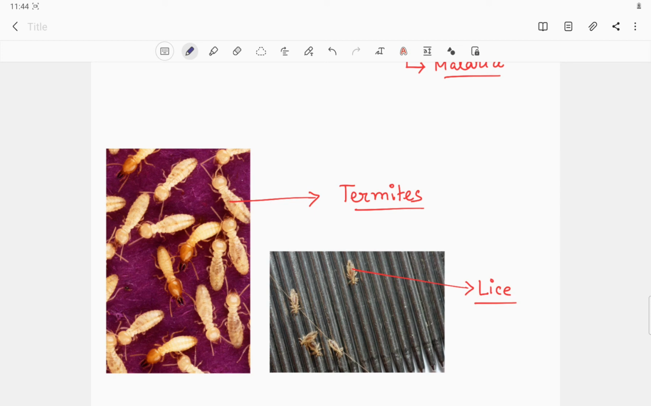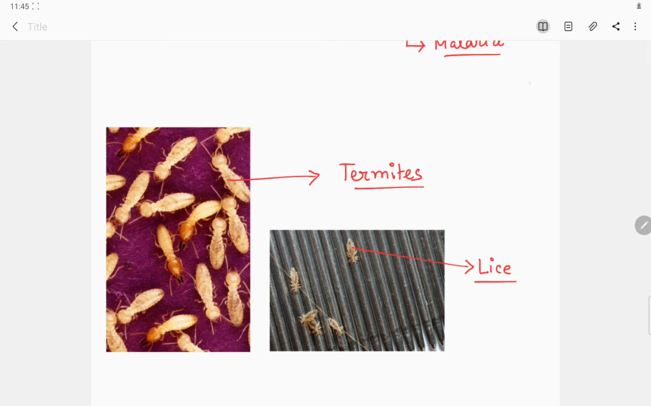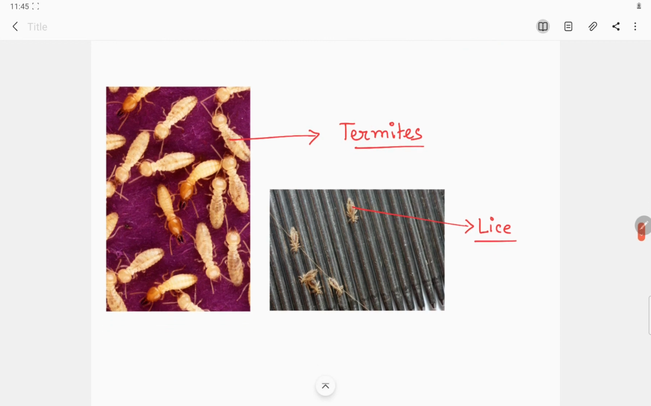Now what about lice? Lice are teeny wingless insects, very tiny, that live on the head of humans. They crawl and suck small amounts of blood from the scalp. Their bite causes itching on the scalp, right? In Bengali, lice is called ukun.